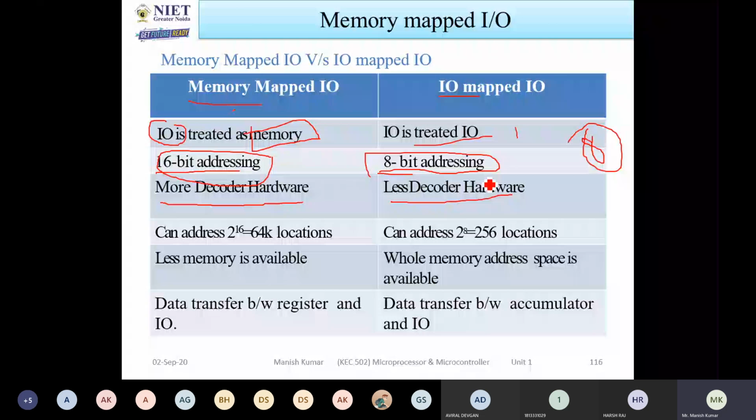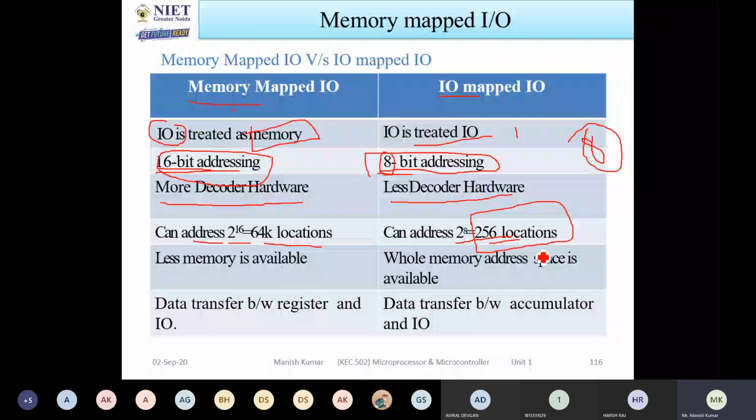Okay. Now, the memory mapped input output can address 2 to the power 16 equal to 64K locations, since it has 16-bit addressing. Now in the input output case, only 8-bit is there, so it will address only 2 to the power 8, 256 locations. So what is the meaning? It means that you can interface a maximum of 256 devices. Correct? If 256 locations are there, you can use at most that many devices. Now in memory mapped, less memory is available, since the whole memory address space is shared.